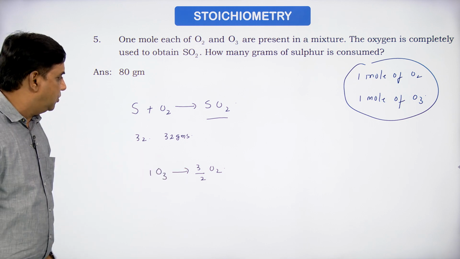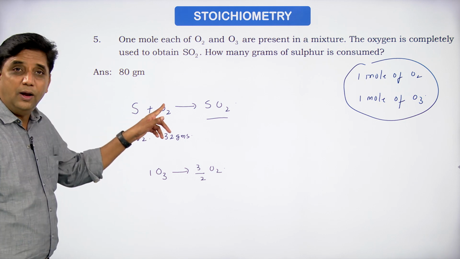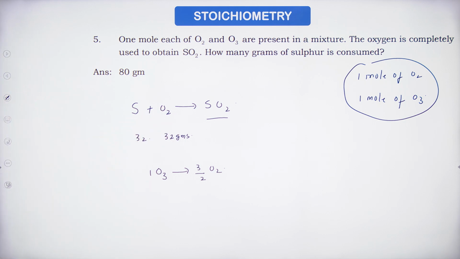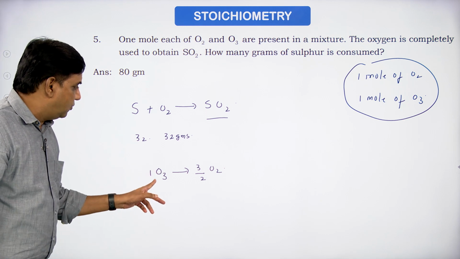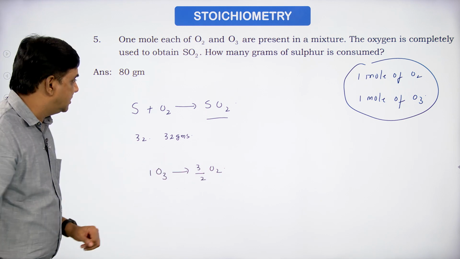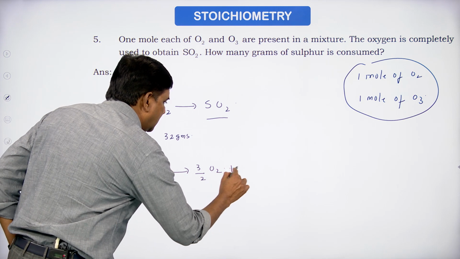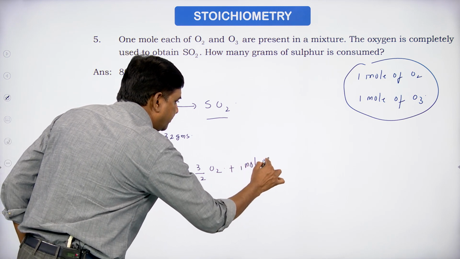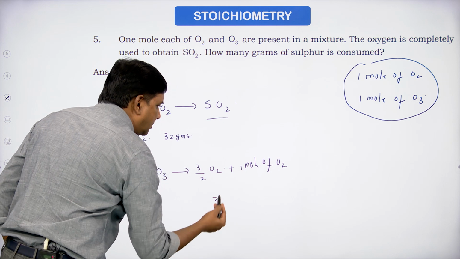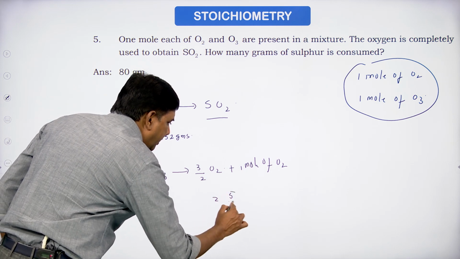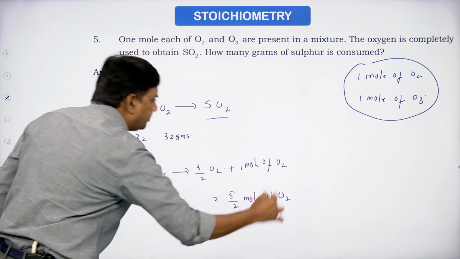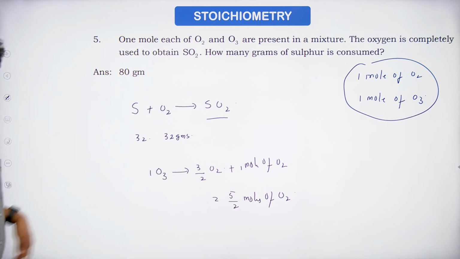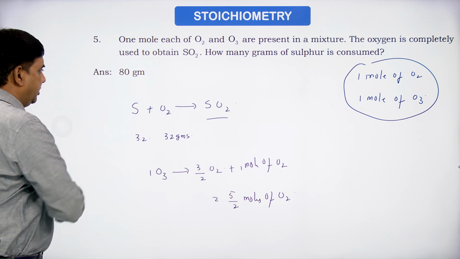So, this is 3/2 moles of oxygen and here we have 1 mole. Total how many moles? 5/2 moles of oxygen, which means 2.5. One O3 is equal to 3/2 moles of oxygen, and already here we have 1 mole of oxygen. So, total moles of oxygen is equal to 5/2 moles.